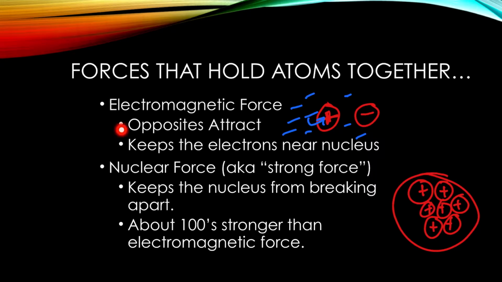We know that opposites attract, and therefore positive and positive charges, like charges, should repel each other, but they don't in the case of atoms. They stay together. So this nuclear force, also known as the strong force, is what keeps the nucleus from breaking apart. It is about 100 times stronger than electromagnetic force. And we're going to look at it in a little more detail in a little bit.